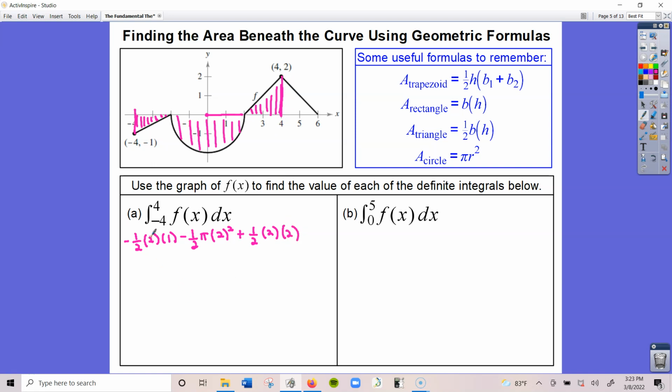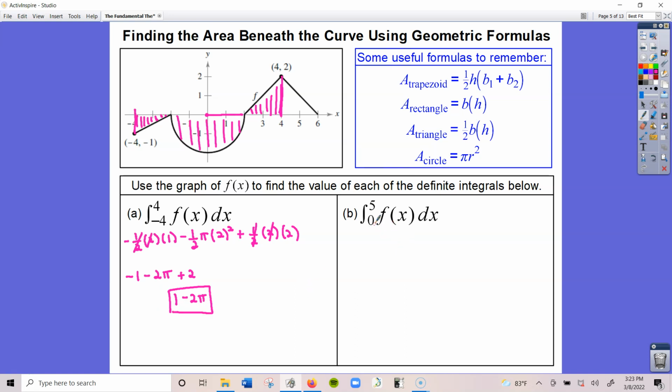Now we just simplify this and evaluate. This 1/2 and this 2 will cancel. So we have -1 minus 2 squared is 4 divided by 2 is 2 pi, plus this 1/2 and this 2 will cancel, leaving me with 2. -1 plus 2 is 1 minus 2 pi. And you're not expected to actually put this in the calculator or anything, so this would be our answer.